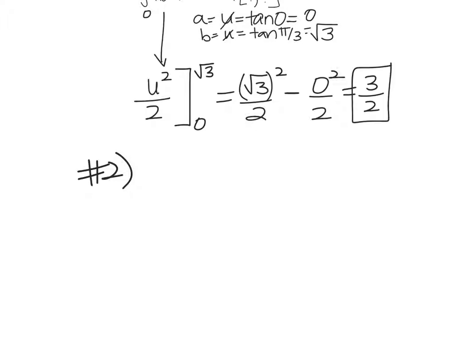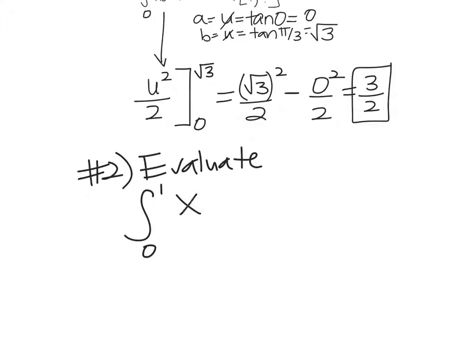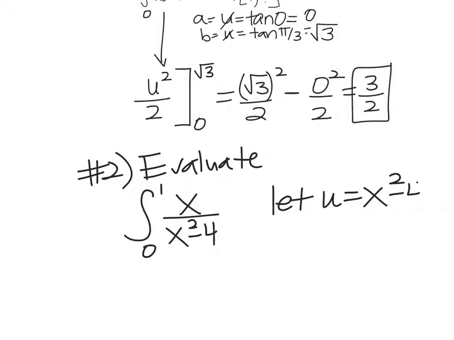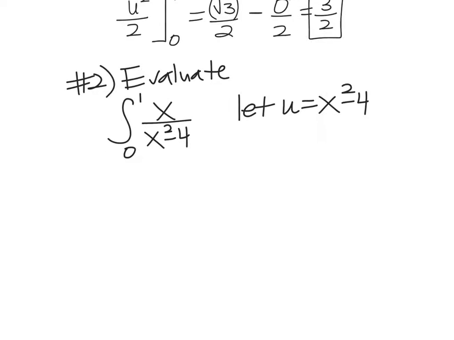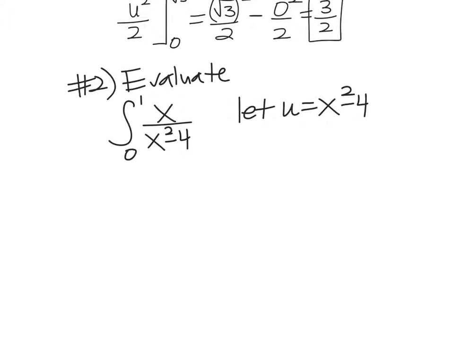Okay, here we go. And we're going to evaluate the integral from 0 to 1 of x over x squared minus 4. And they tell you to let u equal x squared minus 4. All right, so let's do it.